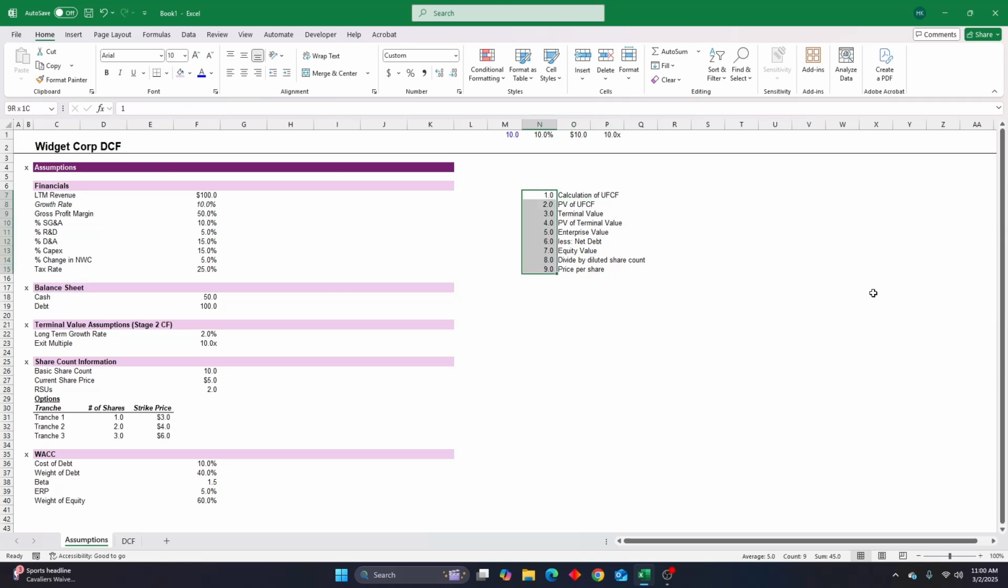I would say that our calculation of unlevered free cash flow is going to be pretty simple. A lot of the skills related to calculating unlevered free cash flow are directly transferable from any income statement modeling that you've done in the past. I know that we've covered that in some previous videos, but without further ado, we're just going to hop right in and get into it.